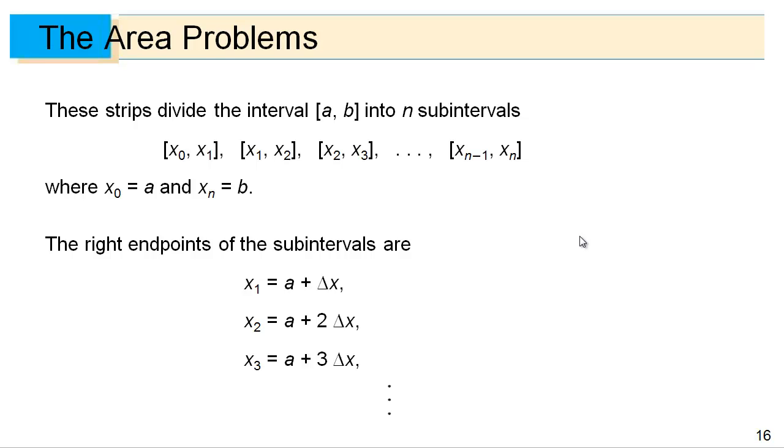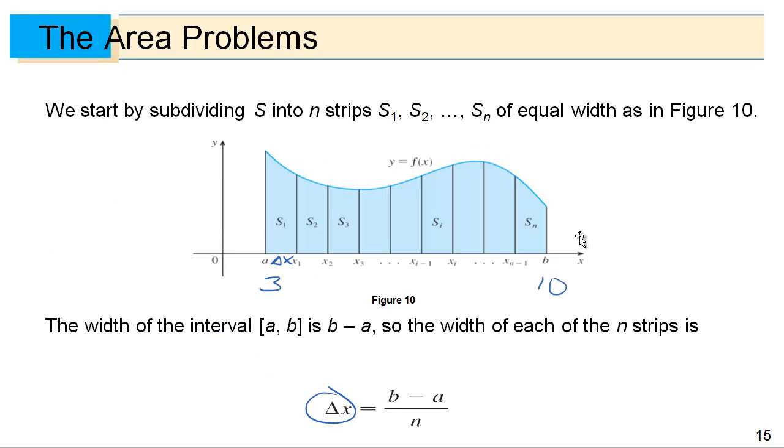But again, instead of using all those subscripts, we can just think about it as, hey, this x1 is just our starting point plus this delta x, whatever this change in x was. And this next x2 is just a plus 2 of them. All right, go back and look at the picture. Each one of these is a delta x. So x3 is just a plus 3 delta x's, whatever this delta x is, right?